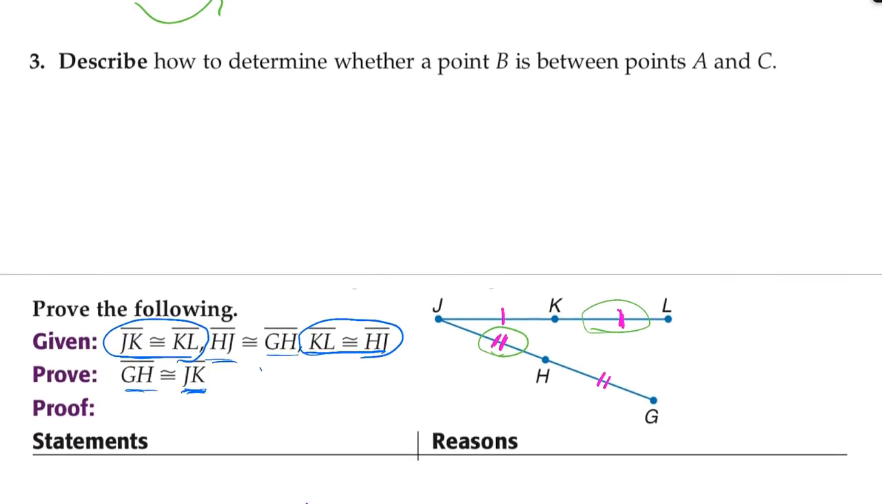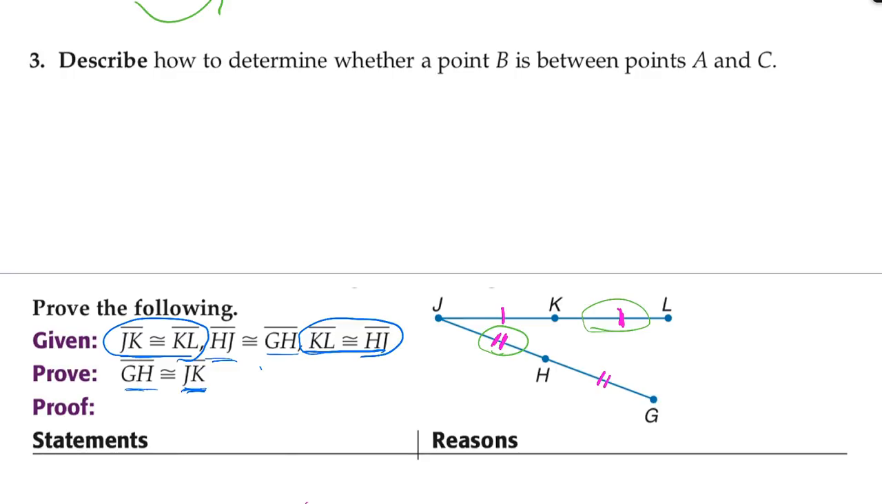Describe how to determine whether a point is between A and C. Well, there's 2 things going on if a point's between, right? So one thing is they have to be collinear, right? They have to be on the same line. That's true. Okay, but still that doesn't tell you whether AC has B here, or B here, or B here.